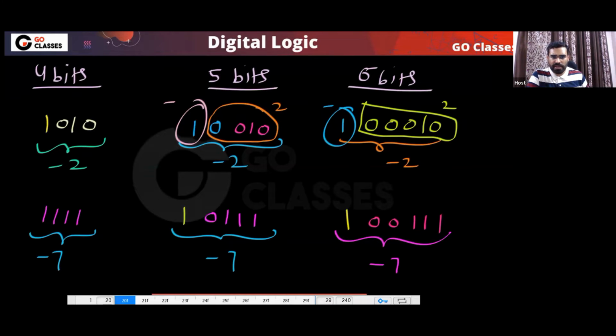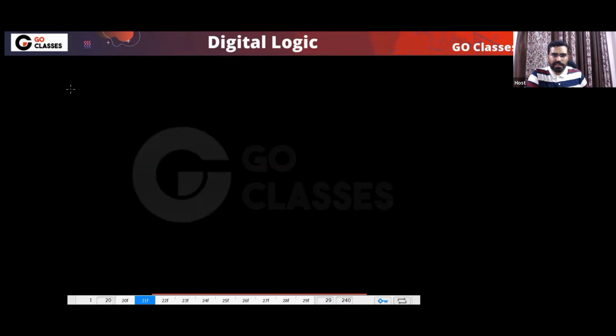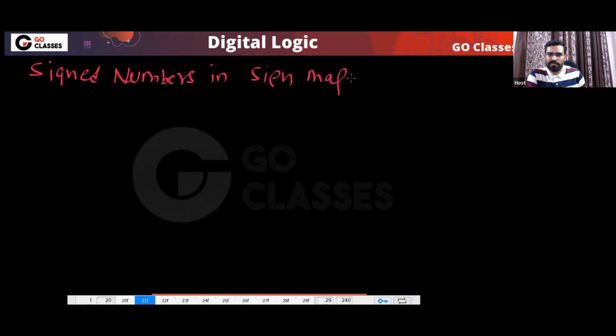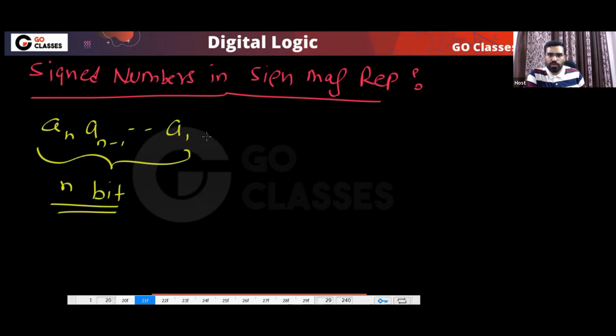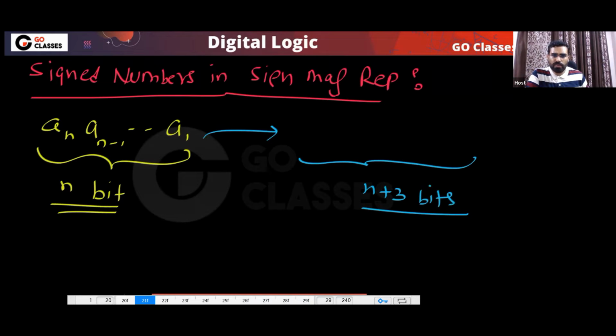Now the same thing you can write in a formal manner. For signed numbers in sign magnitude representation, if you have a number a_n-1 down to a_1, and this is your n-bit number, how will you put this number in n plus 3 bits? What will you do?